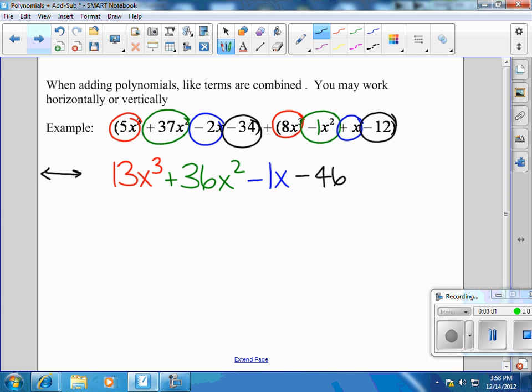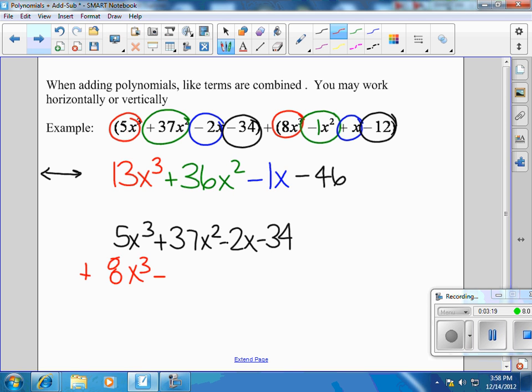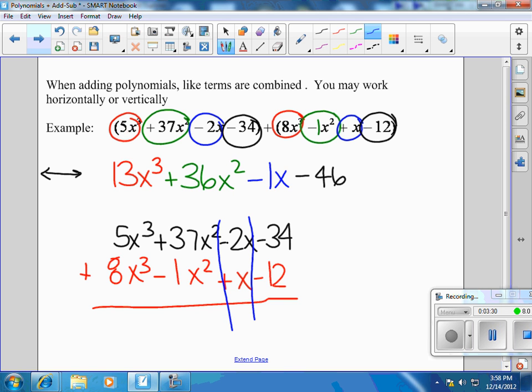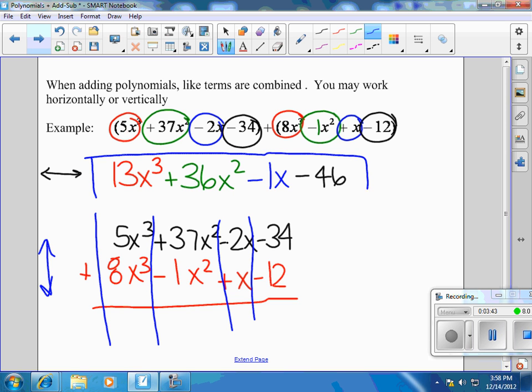The other thing you can do is like old school addition when we were kids, and stack everything up. I have 5x cubed plus 37x squared minus 2x minus 34. And I want to add 8x cubed minus 1x squared plus x minus 12. And then you can keep everything in nice little rows. These are your numbers, so add them up. Then you have your x's, and then you have your x squareds, and then your x cubes. You can see it will definitely get the same answer. This is vertically. Just depends on which one makes the most sense to you. But here's our answer.